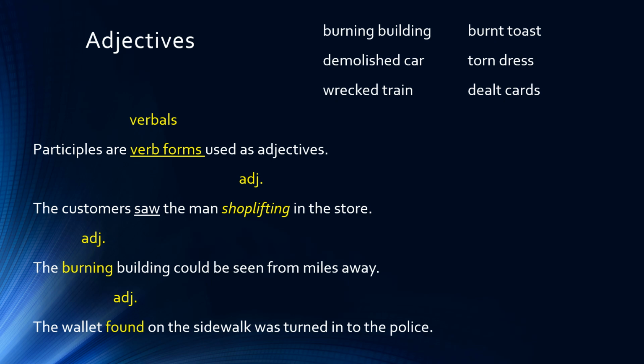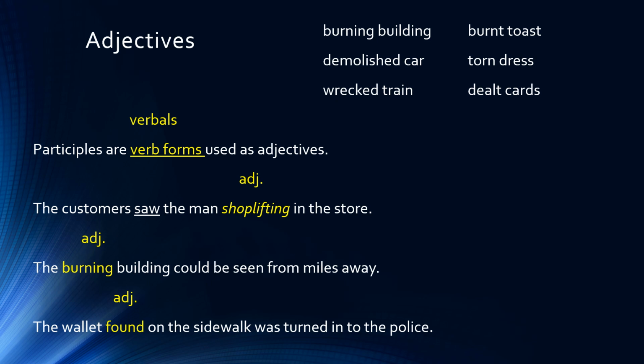The word burning is a verb form, but it is a burning building, so it is a word that's modifying the word building. So in this phrase, burning building, burning is used as an adjective. Participles are verb forms that are used as adjectives. I have a few examples here.